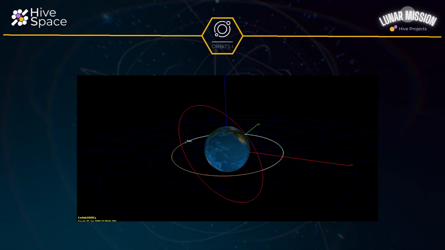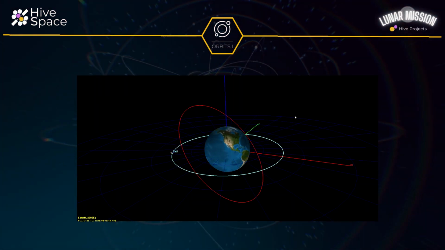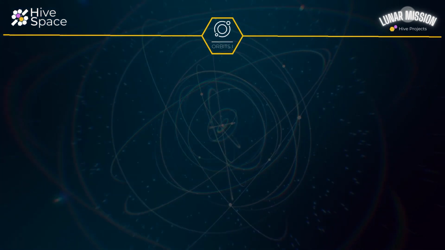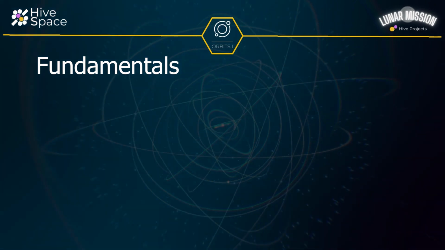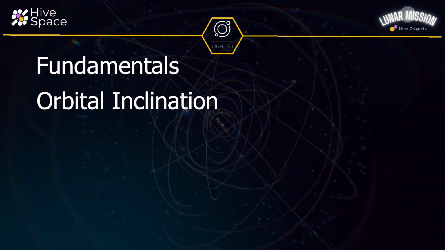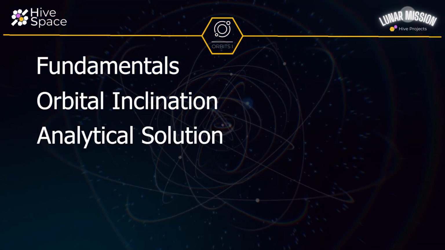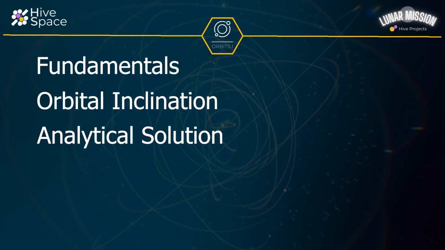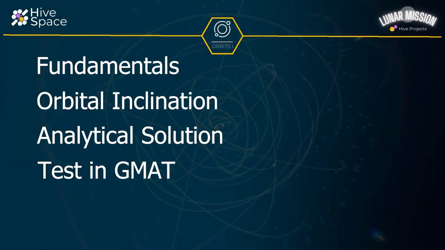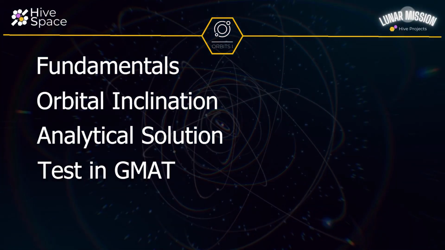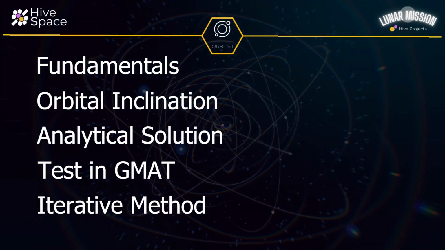Plane changes are crucial maneuvers performed by spacecraft to alter their orbital inclination, allowing them to reach specific targets or optimize their missions. During this tutorial, we'll cover the fundamentals of plane changes, including the principles behind orbital inclination and how it affects spacecraft trajectories. We'll define our test problem, calculate an analytical solution, and then dive into the GMAT software and perform the maneuver with our analytical solution, then explore how we can use GMAT and iterative methods to give an estimate for the maneuver.